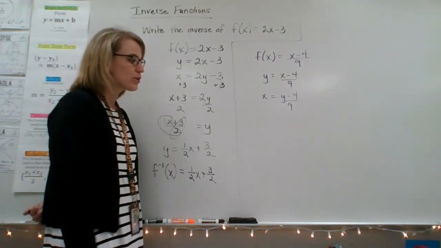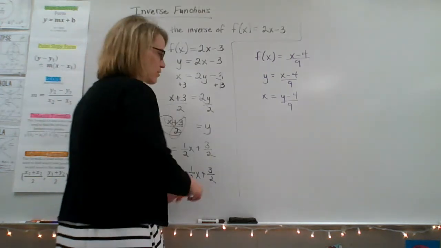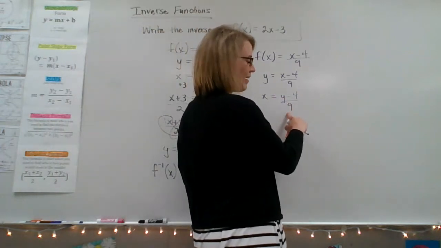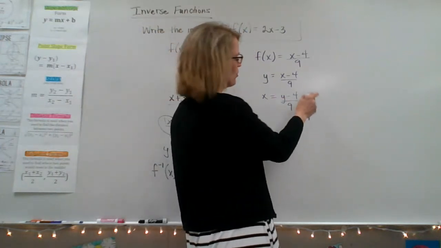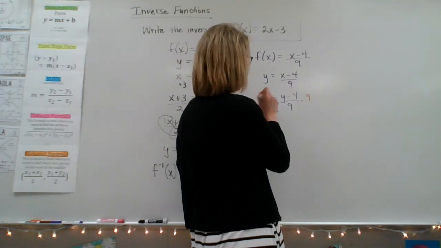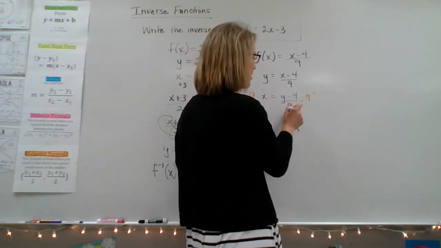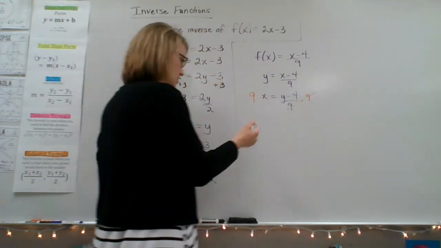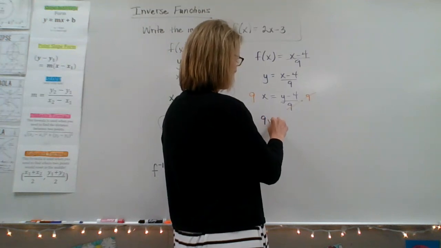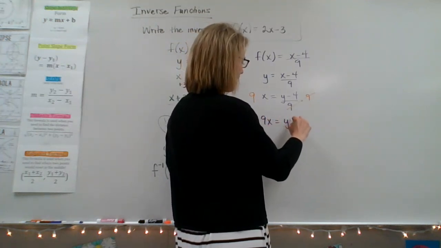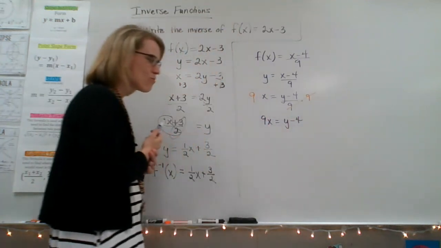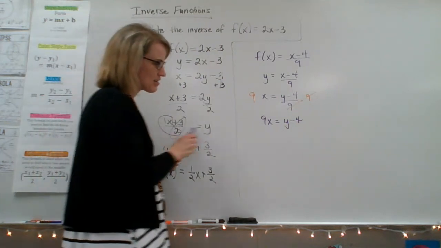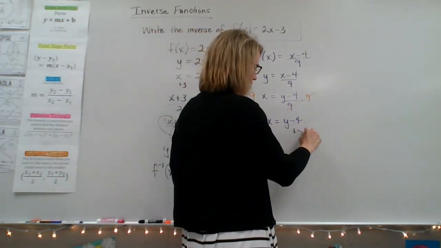And the first thing you want to do is get rid of that 9 in the denominator. So if it's y minus 4 divided by 9, how do you undo divide? Times. So we're going to multiply both sides by 9, and that takes care of that. So this is 9x equals y minus 4. We've got one more thing to do before we've got it isolated, and that is to add 4 to both sides of your equation.